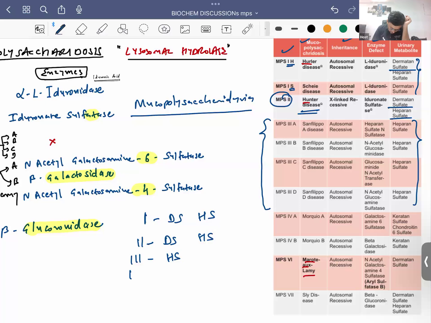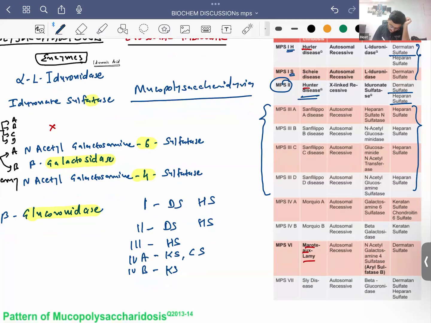Then type 4, type 4A, type 4B. For type 4A, it is keratan sulfate and chondroitin 6 sulfate, whereas for type 4B, it is keratan sulfate. And then type 6 and type 7. For type 6, it is dermatan sulfate. Type 7, it is dermatan sulfate and heparan sulfate. So type 1, type 2, and type 7 have both dermatan and heparan sulfate. Type 3 has just heparan sulfate. Type 6 has just dermatan sulfate. The only exception that we feel can be asked is in which condition keratan sulfate is seen in urine, and in which condition chondroitin 6 sulfate is seen in urine. Those fall under type 4. Is it clear, everyone?